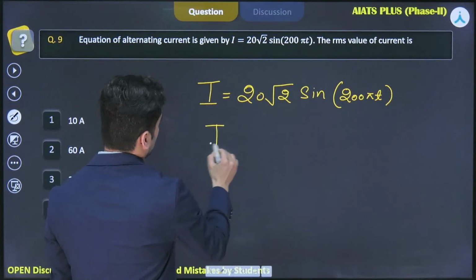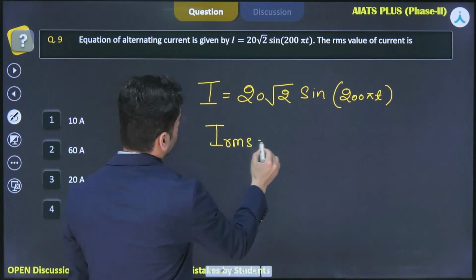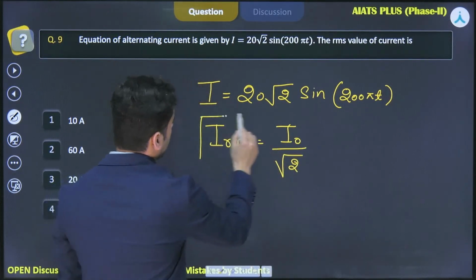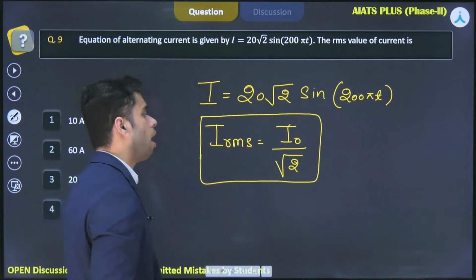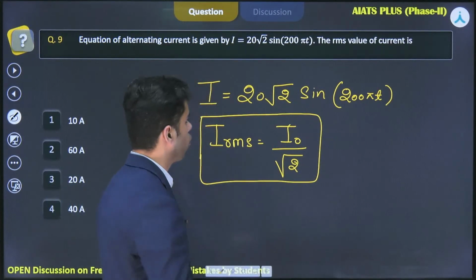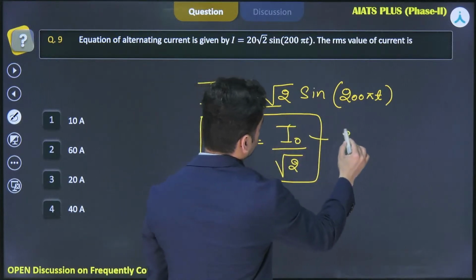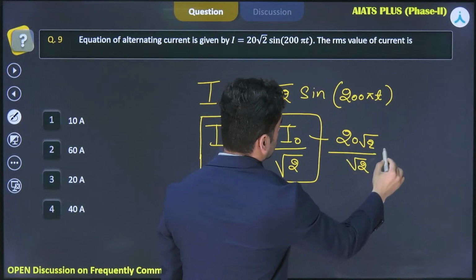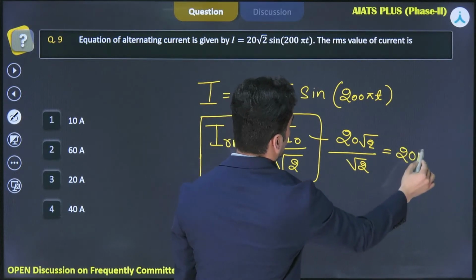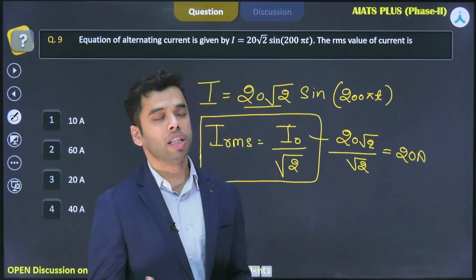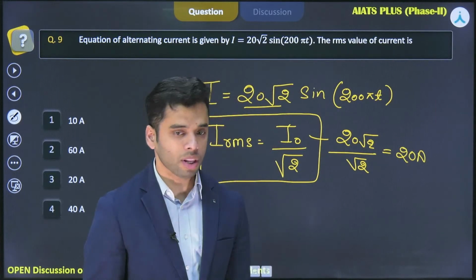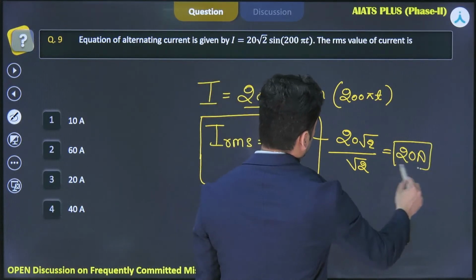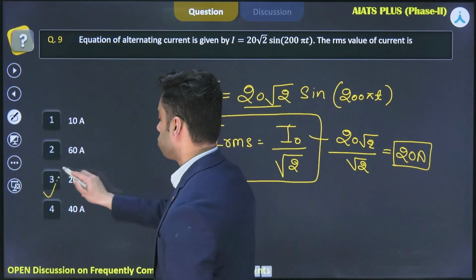So any RMS value is equal to the peak value divided by root 2. IRMS is equal to I naught by root 2, where I naught is the peak value. The peak value over here is 20 root 2. So 20 root 2 by root 2 gives you the answer as 20. So 20 ampere is the RMS value of the current, which has the peak value 20 root 2. Yes, it is the equal amount of heat generated by DC current. So 20 ampere is the answer to this problem, which means that the correct answer is option 3.